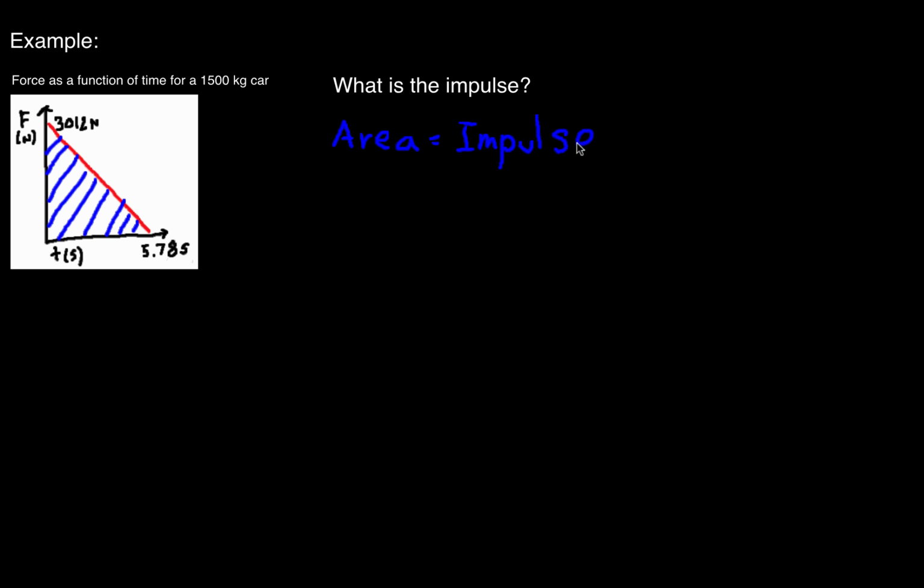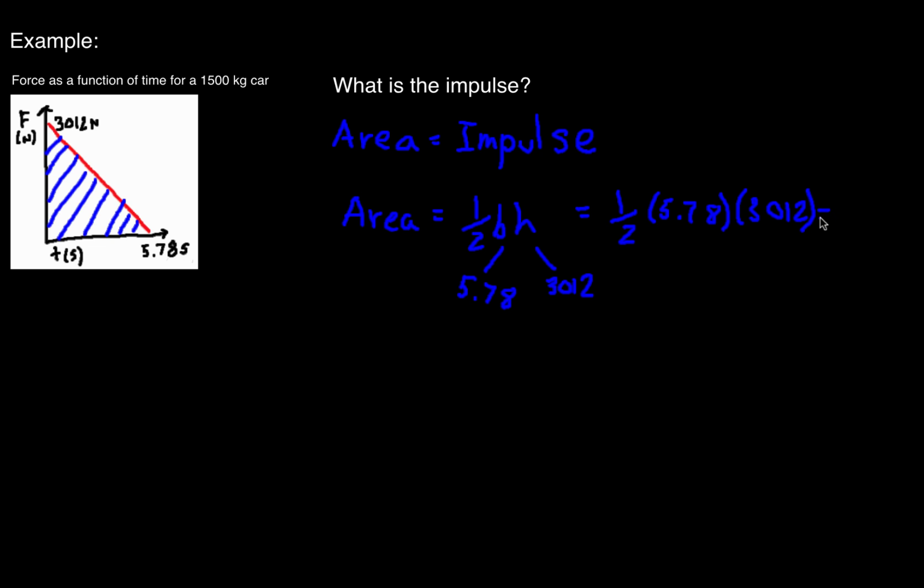Here's an example. There is a force as a function of time graph for a 1,500 kilogram car. The graph is sloped down, but it never goes below the x-axis, so it remains a positive area. The area of the triangle I've shaded blue will tell us the impulse. The area of the triangle is equal to the impulse, and the area equals 1/2 base times height, where the base is 5.78 seconds and the height is 3,012 newtons. So the area will be 1/2 times 5.78 times 3,012.